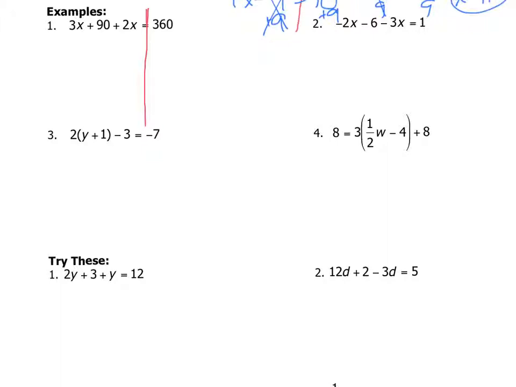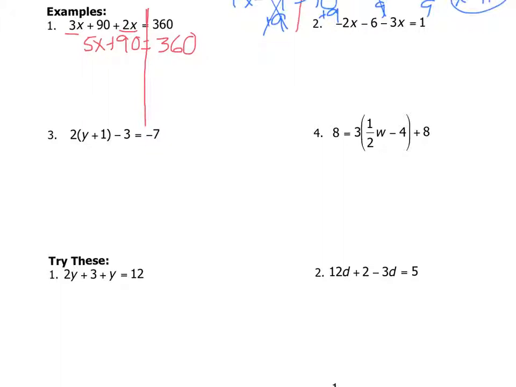So does either side need simplified? Come on, guys, wake up. Left side does, right? 3x and 2x makes 5x. My plus 90 stays put. Equal sign goes on the line. 360 on the other side. Now both sides are simplified. Now I can solve.